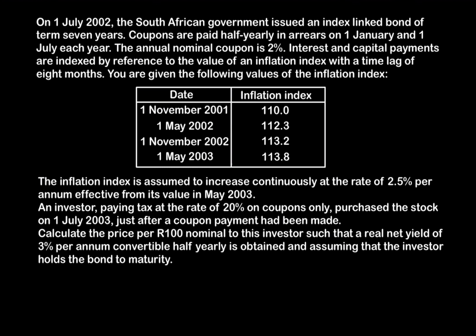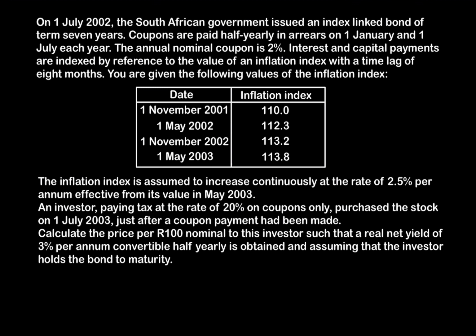And then you can look at the table there. And then it says the inflation index is assumed to increase continuously at the rate of 2.5% per annum, effective from its value in May 2003. An investor paying tax at the rate of 20% on coupons only. So why does it say only? It's because we're not actually dealing with capital gains tax in this scenario. That's a topic for another video.